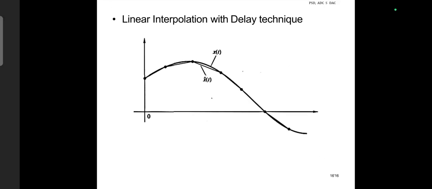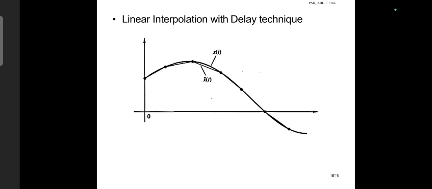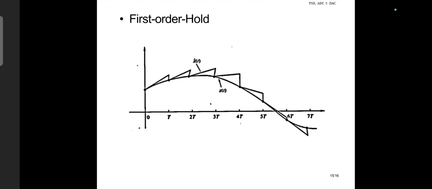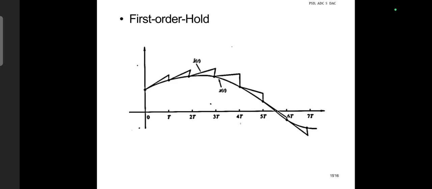So that's all about DAC. So we have seen three different techniques: sample and hold, first order hold, linear interpolation with delay. So let us now compare these three. In the sample and hold technique, each sample is held constant until the next sample. Therefore, the waveform has a staircase shape. We can see here. In the first order hold technique, the output changes linearly between consecutive sample values. Therefore, the waveform consists of straight line segments.